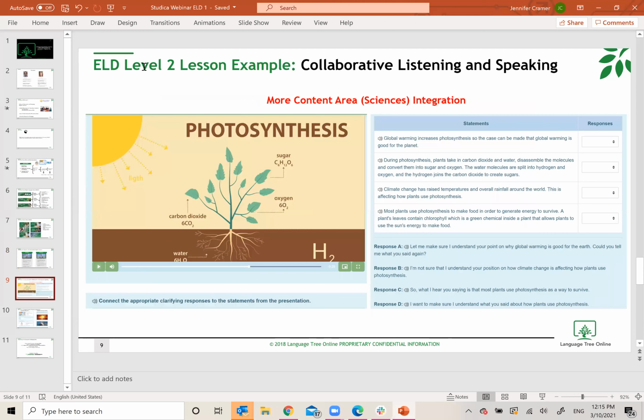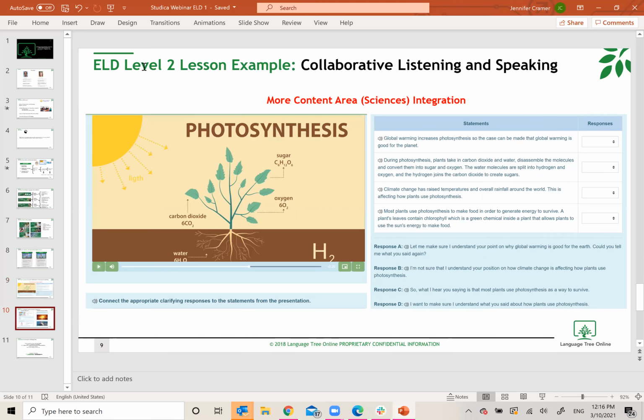So one of the things that we wanted to show you is the difference in ELD Level 2. This is the content connection: we're in collaborative listening and speaking, where we're talking about modes of language. You'll notice one of the rigorous science concepts around photosynthesis. And again, I wanted to make clear that language is the driver here. We're assessing language, but we're integrating the content. So we want to make sure that students understand that language lives in every one of the content areas, and we want to give them the opportunity to unpack that.